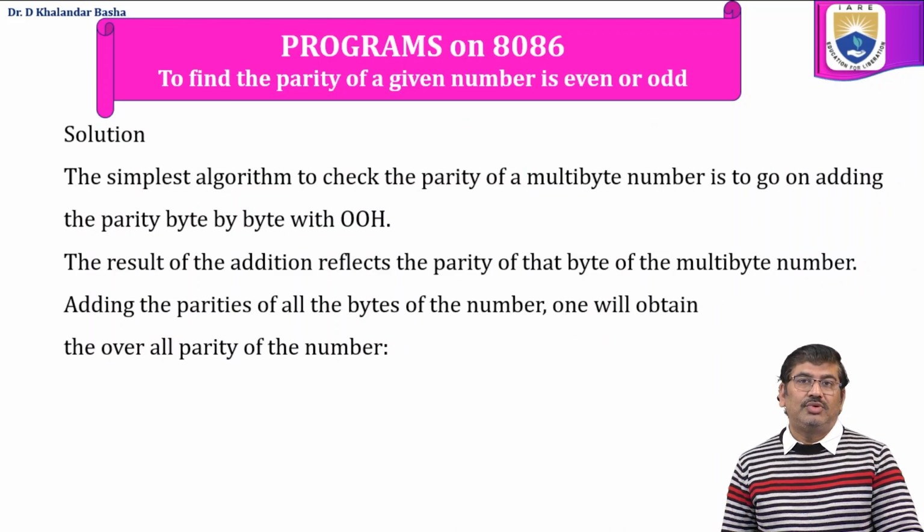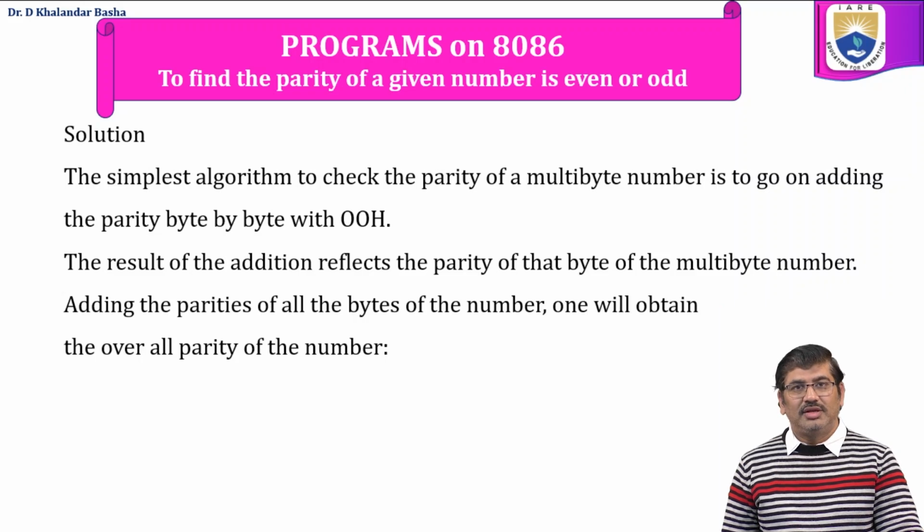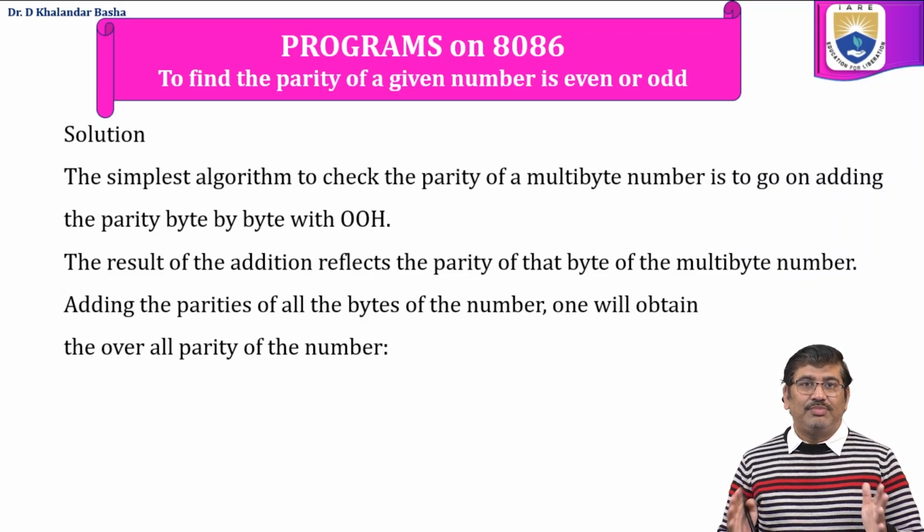So the simplest algorithm to check the parity of a multi-byte number is to go on adding the parity byte by byte with 00H. The result of the addition reflects the parity of the multi-byte number. Adding the parities of all the bytes of the number, one will obtain the overall parity of the number. So if that particular number after incrementing is even, it indicates even parity. If the count in the CL register, as we are taking in this example, is an even number, it indicates even parity. If it is an odd number, it is odd parity.